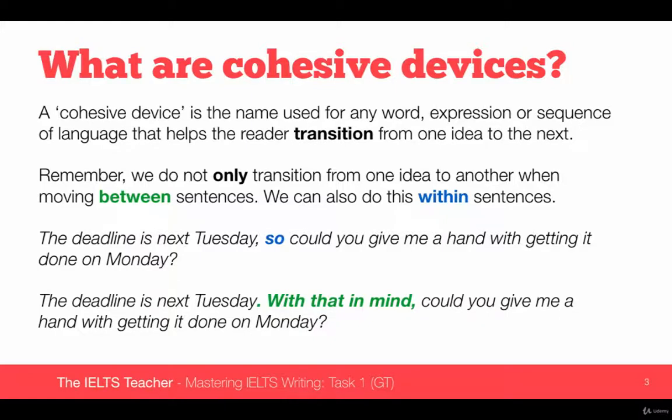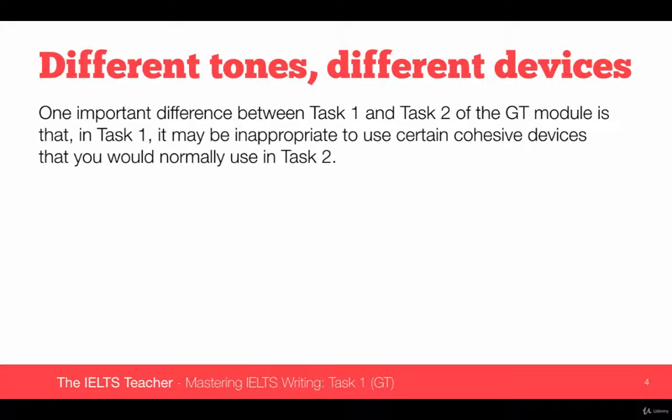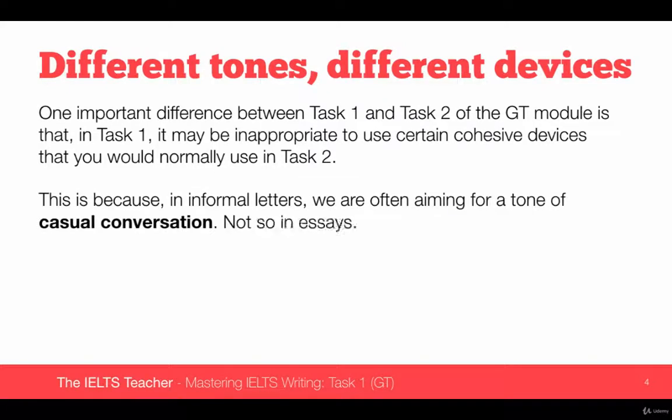Whether you use one between or within really will be context dependent and kind of dependent on your own personal style as well and how you want to write. But sometimes it will be necessary to choose one or the other, sometimes it's a matter of choice. Let's think about different tones and different cohesive devices that will be dependent on different tones. So an important difference between task 1 and task 2 of the general training module is that in task 1 it may be inappropriate to use certain cohesive devices that you would normally use in task 2. The reason for that is that in task 1 we may be dealing with an informal letter where we want to present a more casual conversational tone.